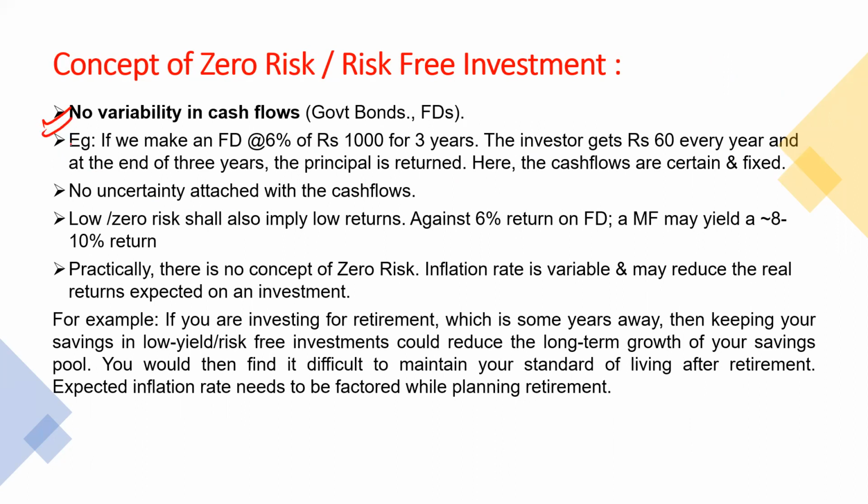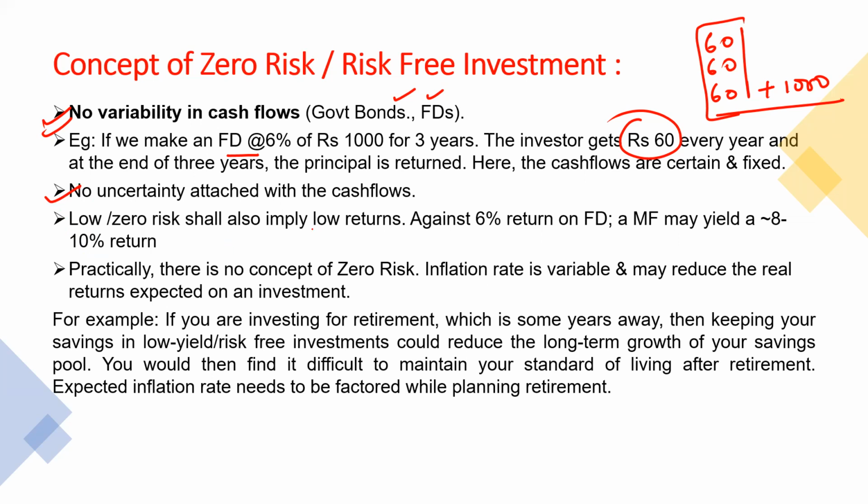like a government job, right? Every month I'm going to get a fixed income. When I invest in a government bond, or in a fixed deposit, let's say I make an FD of 6% of rupees 1,000 for 3 years, the investment is assured. Every year he's going to get 60, 60, 60, plus in the third year he gets his principal back. This is going to remain the same. It's not going to change. So the cash flows here are certain and fixed. There is no uncertainty attached to the cash flows, right?